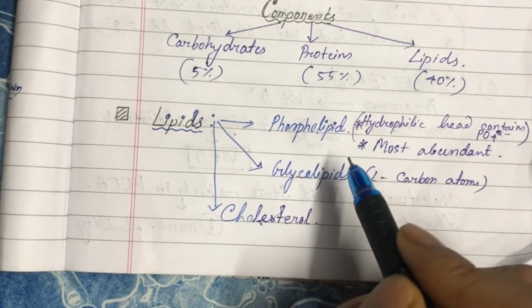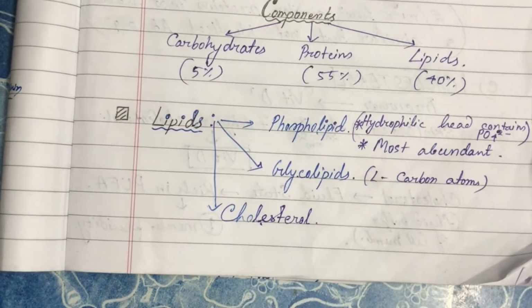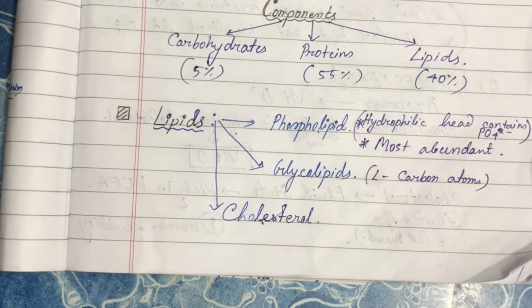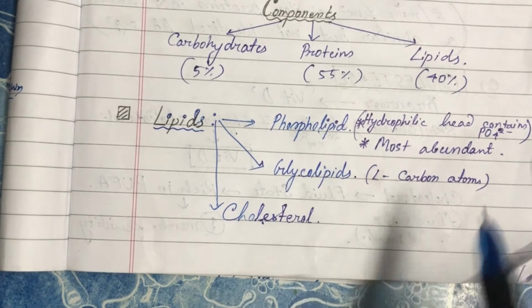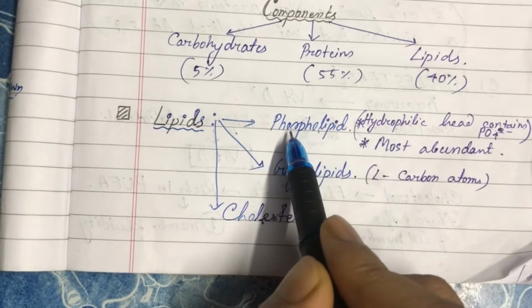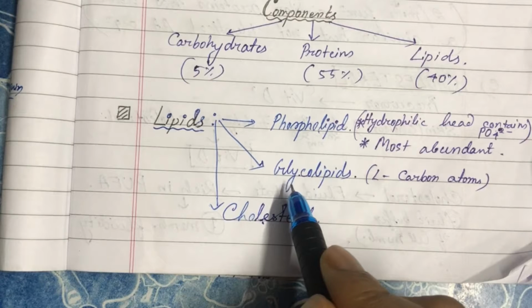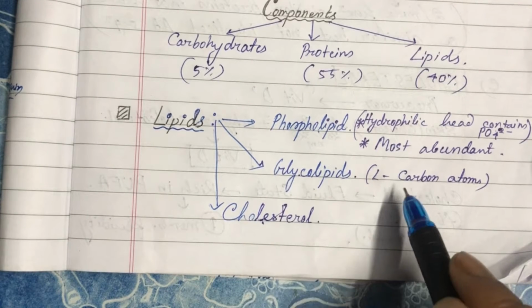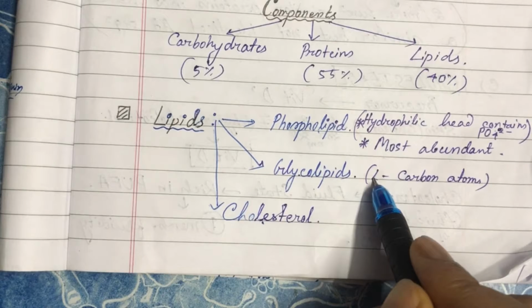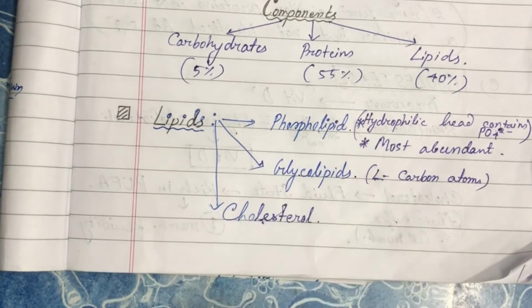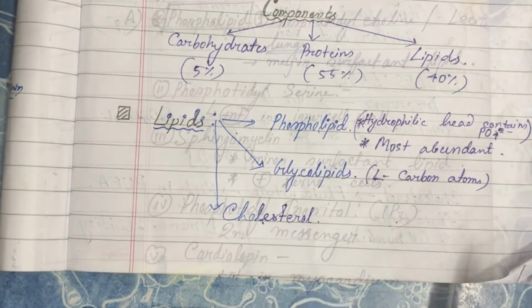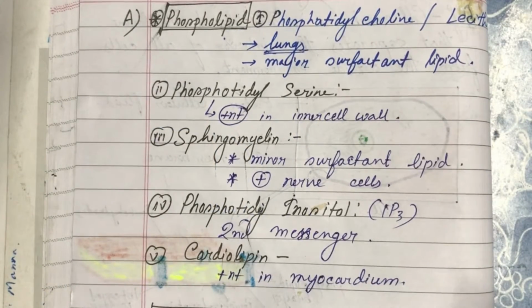Phospholipid means that in those lipids the hydrophilic head contains PO4, a phosphate group. That's why they are called phospholipids, and these are the most abundant lipids. Then glycolipid. In glycolipids there are L carbon atoms. L means laevorotatory, that turns the light to the left side. And then cholesterol. So now let's discuss the three types of lipids: phospholipid, glycolipid and cholesterol.